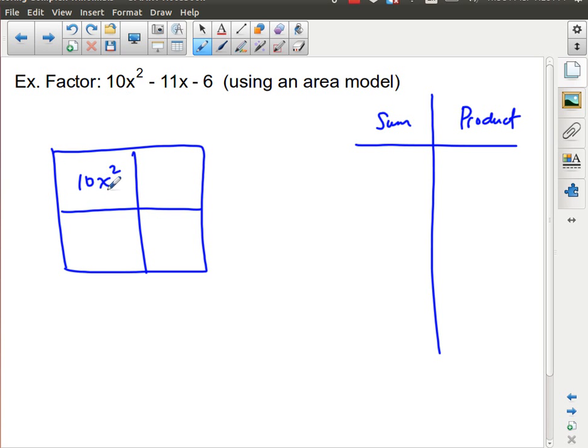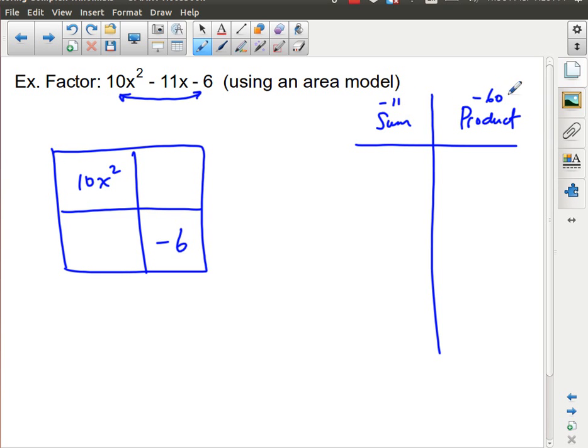I can fill in the top left and the bottom right immediately. But I don't know what goes here. These are the two integer values that we're looking for. So I want a sum of -11, and I want a product of 10 times -6, which is -60. So remember, the product is the first coefficient multiplied by the constant at the end. Okay, I want a sum.